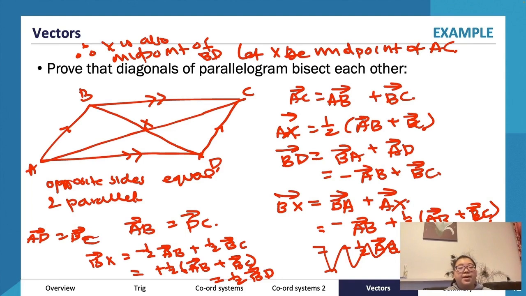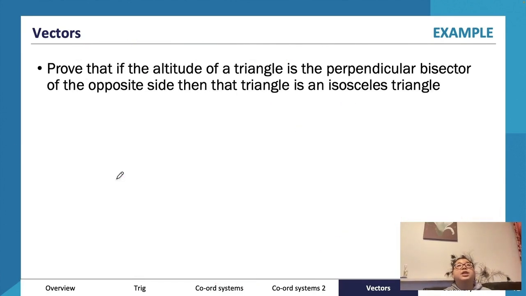Alright, so this last question here is about triangles. Prove that if the altitude of a triangle is the perpendicular bisector of the opposite side, then this triangle is an isosceles triangle.